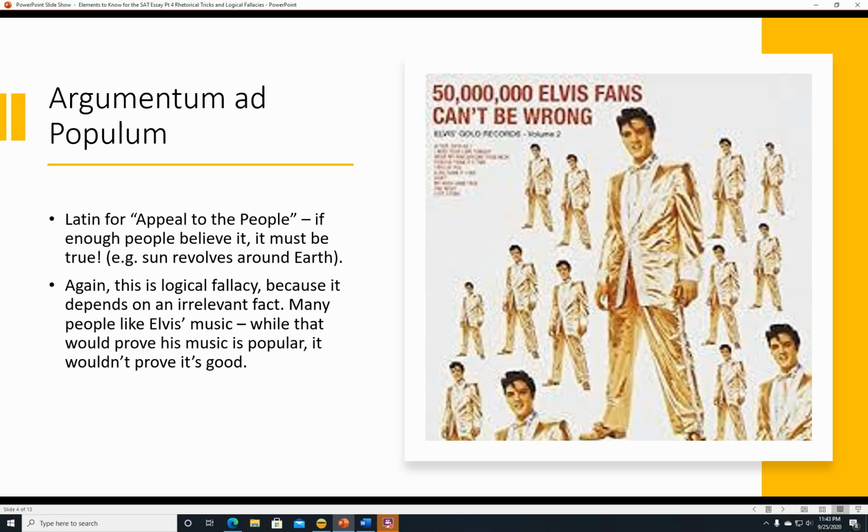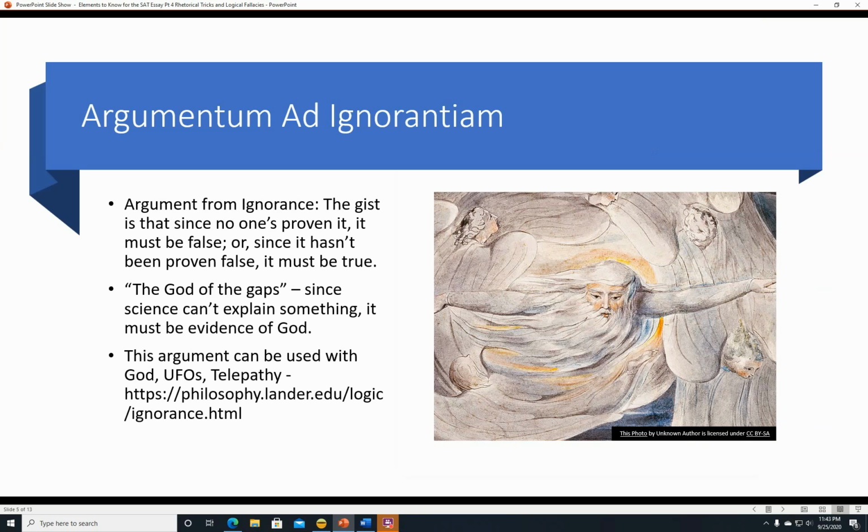Or like that old Dr Pepper commercial, I'm a pepper, you're a pepper, wouldn't you like to be a pepper too? Okay. Argumentum ad ignorantiam. As you might guess, it's an argument from ignorance. So the gist is that since no one has proven it, it must be false, or since it hasn't been proven false, it must be true.